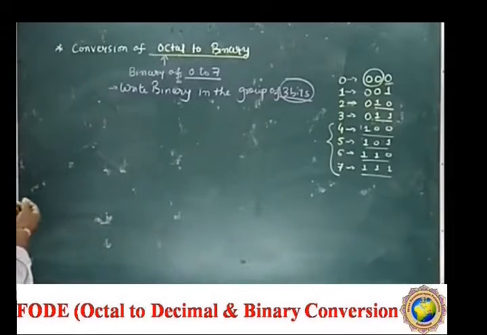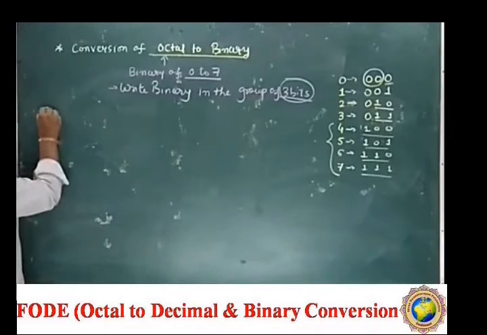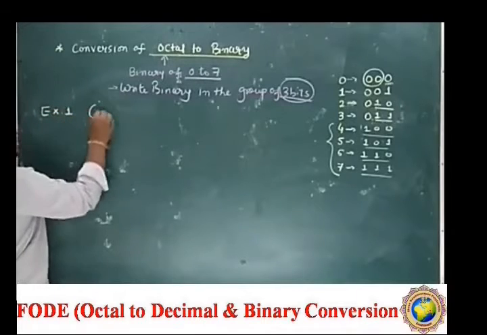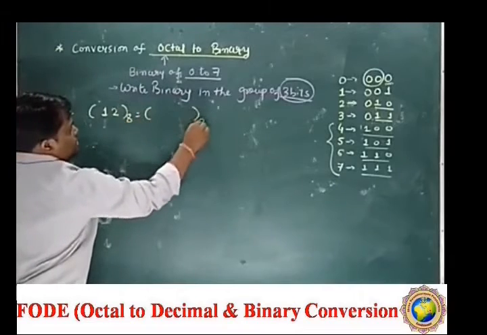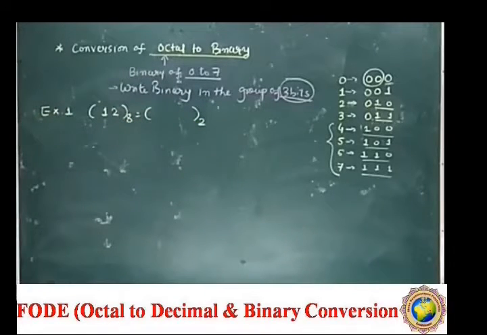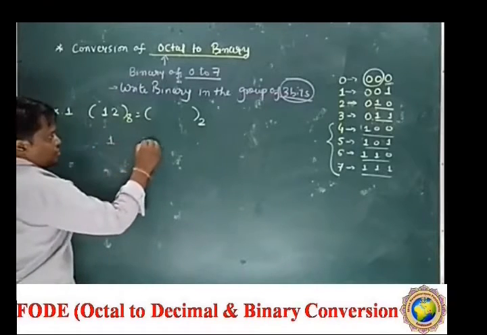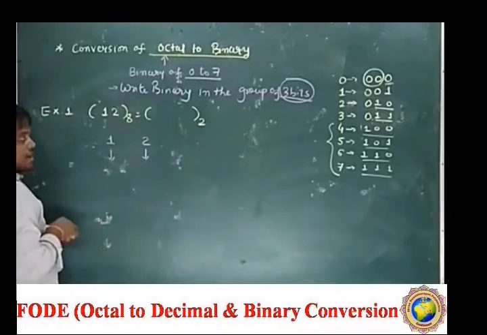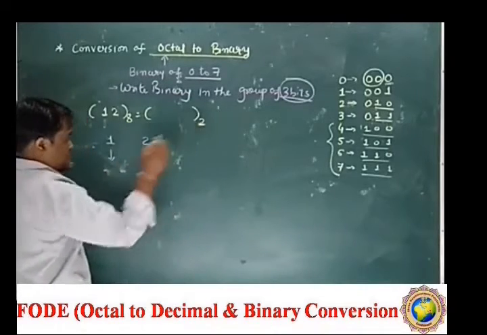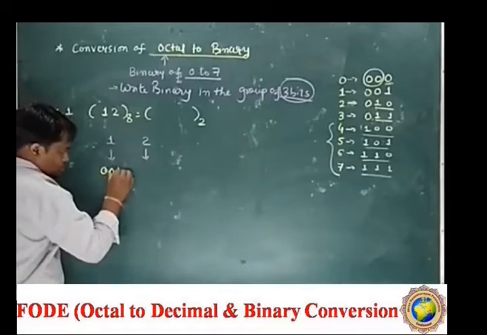Okay, now we are going to the examples. Example number 1: write down the binary of this number. First put here 1 2. Now see on that table what is the binary of 1, that is 0 0 1. So we have to put here 0 0 1.